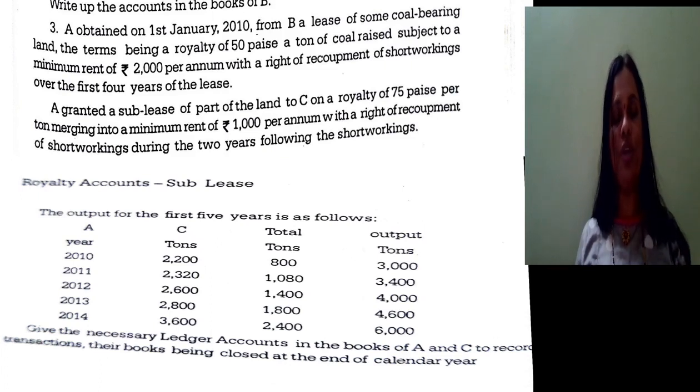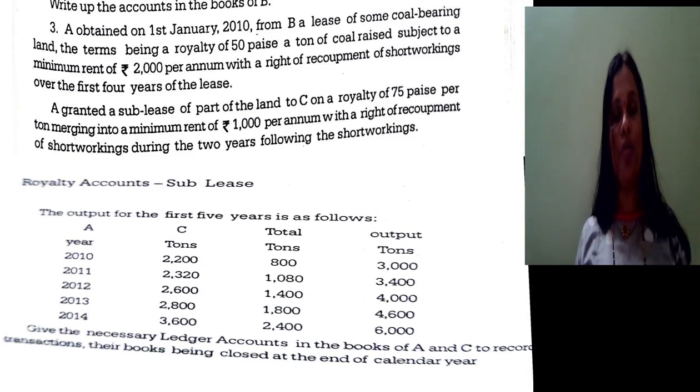So now the question is, who is A? A is the main lessee in the main lease contract. C is the sublessee. So A is the main lessee in the main lease agreement and he is the sublessor in the sublease agreement. So if we have to prepare accounts or pass entries in the books of A, we have to pass them in the capacity of main lessee and in the capacity of whom? Sublessor. Main lessee and sublessor.